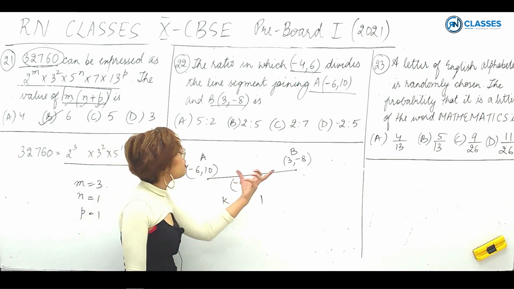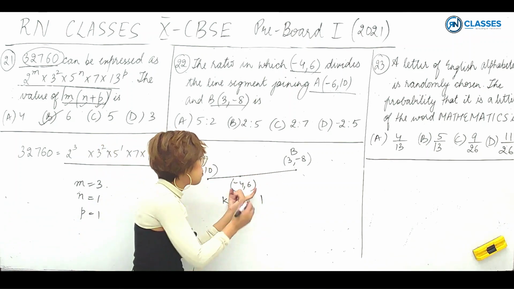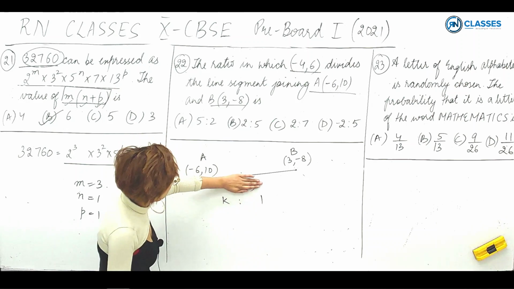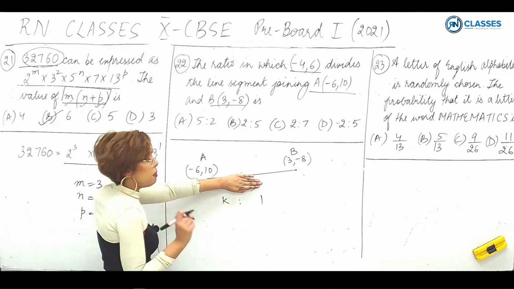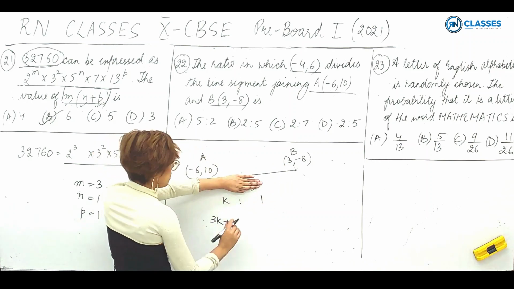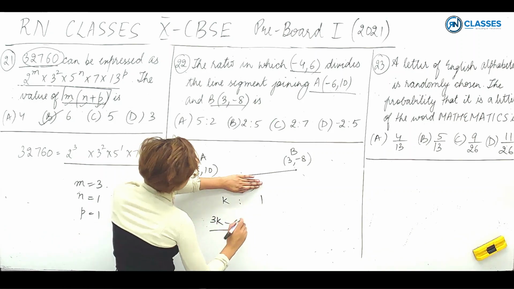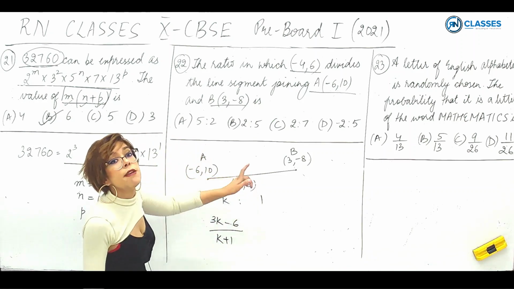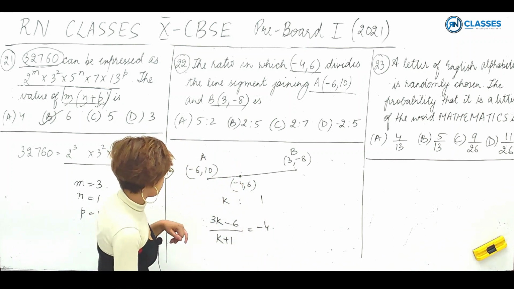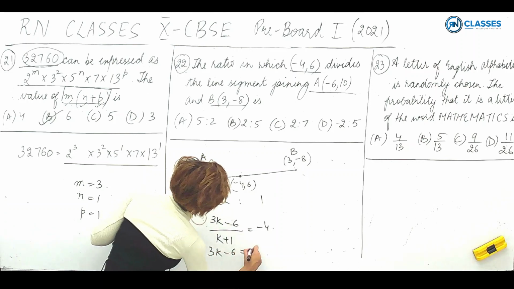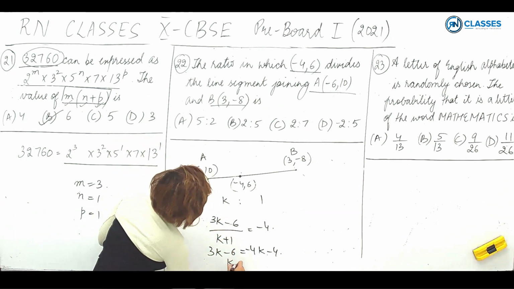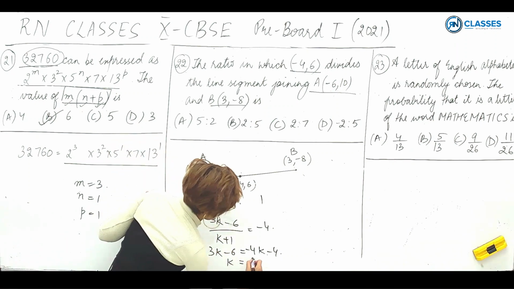Now, if the ratio is there, can I write the coordinates of this point? Using section formula, I can write the coordinates of this point. So when the ratio is k is to 1, let me use the section formula. So k into 3, so 3k, plus 1 into minus 6, divided by k plus 1. This will give you the x coordinate, which is equal to minus 4. Let's just cross multiply. So I'll get 3k minus 6 equal to 4 minus 4k minus 4. I'll get 7k is equal to 2. I'll get k is equal to 2 by 7.